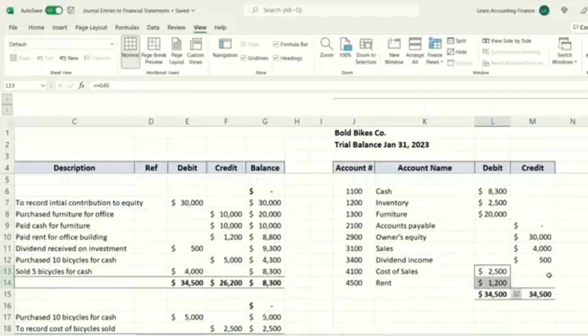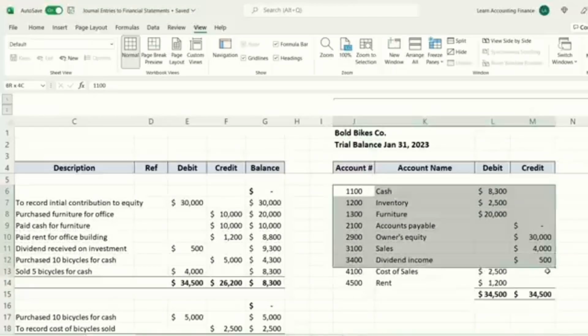So again, you can see all the debit and credit balances are equal, and this is a very good summary of all of the accounts in the books and what their balances are at any given point in time. And when I say any given point in time, as you can see, it says trial balance January 31st. So this is information as of January 31st.